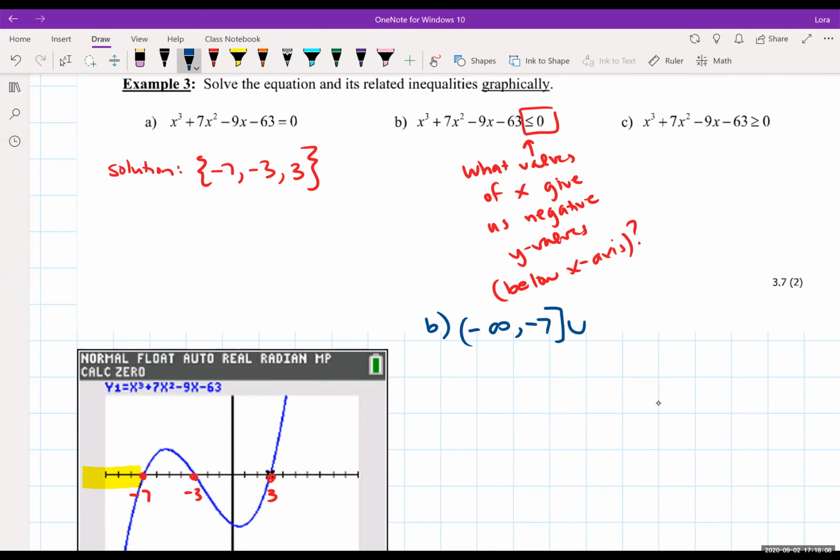And we do have another region that also gives us negative y values, our graph below the x-axis. We have -3 to +3. And notice I'm using brackets because of the inequality symbol, less than or equal to.